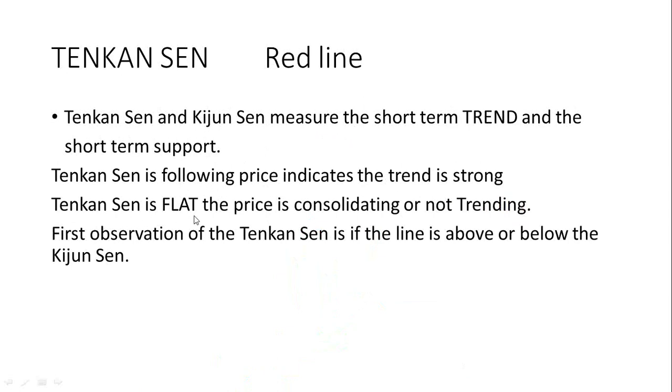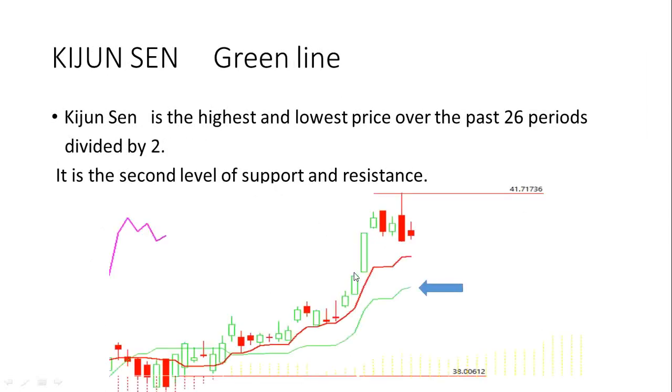If the Tenkan-sen is flat, the price is consolidating or not trending. The first observation of the Tenkan-sen is whether the line is above or below the Kijun-sen. The Kijun-sen is the green line, and it is the highest and lowest price over the past 26 periods divided by 2. So it takes the high price, takes the low price, divides it by 2 and plots it onto the chart. We can see here that the Tenkan-sen is above the Kijun-sen, quite a bullish move through here.